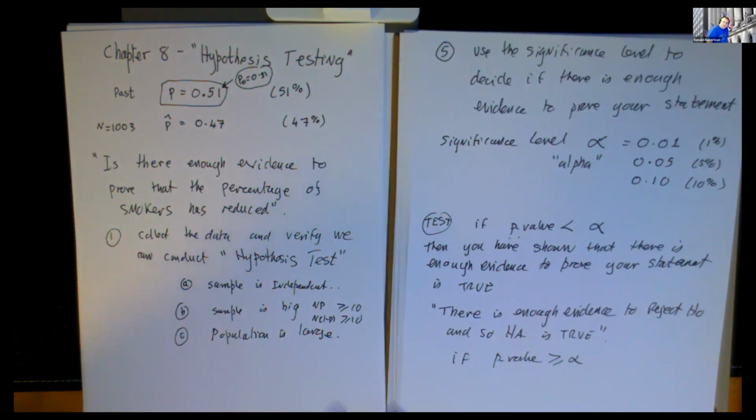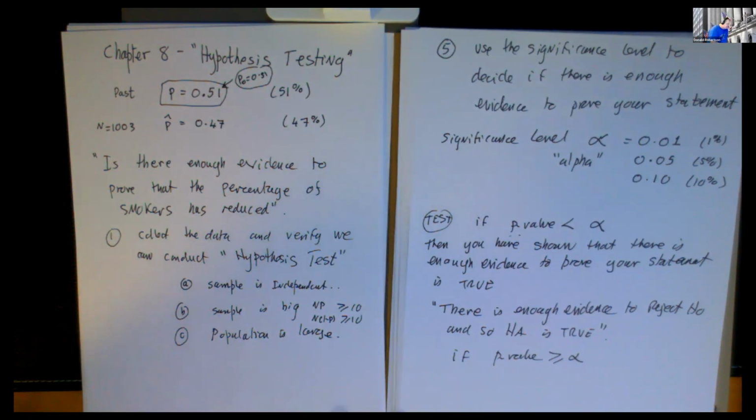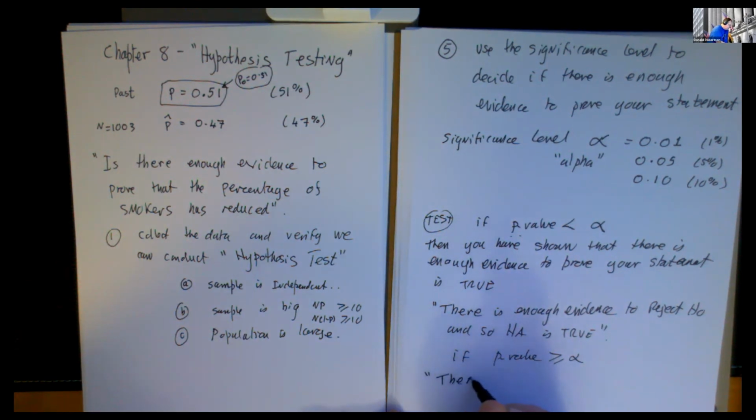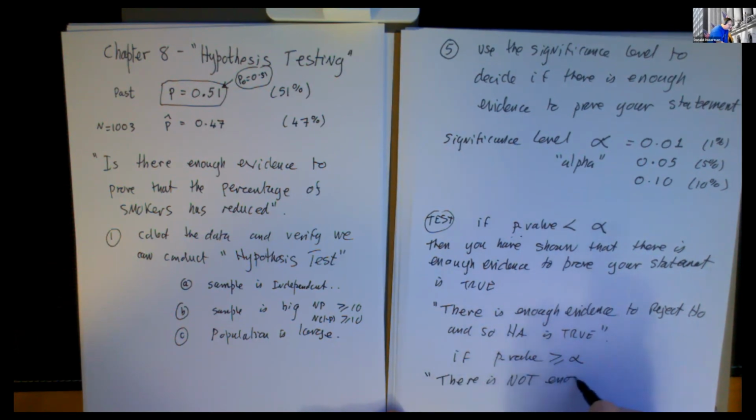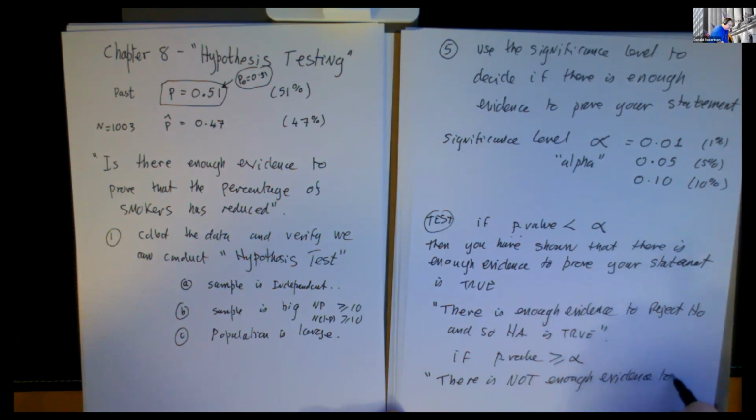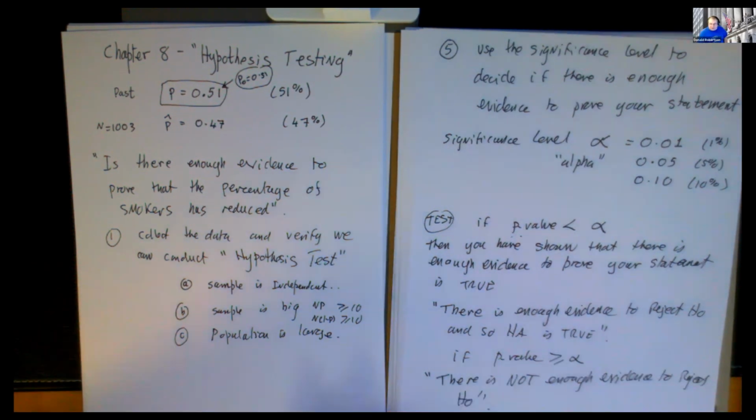Any ideas? What do you think you might do then in that particular situation? Okay, this is what they do then. There is not enough evidence to reject H0. That's all you say.